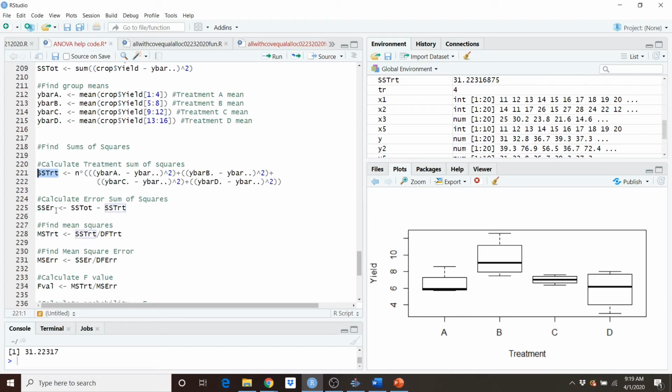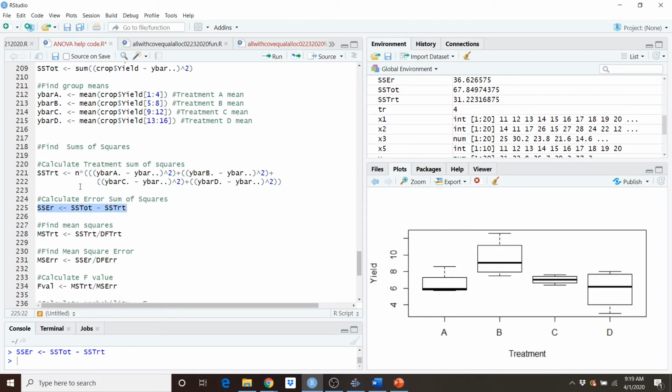Now, notice I need sum of squares error. Well, we said that sum of squares total was sum of squares treatment plus sum of squares error. That means if I subtract sum of squares treatment from sum of squares total, I get sum of squares error. And so my sum of squares error is then going to be 36.62657.